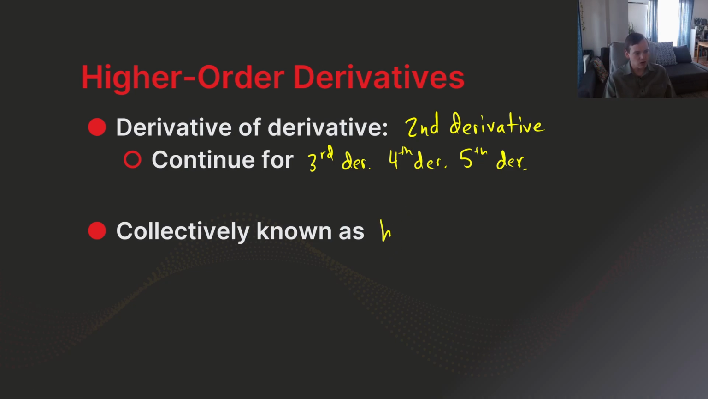Collectively, these are known as higher order derivatives, right? Just like the order of an exponent is the number, the order of the derivative is how many derivatives you've taken. So that's the basics. It's pretty straightforward if we're working with standard functions, because you just keep whatever you get out, you take the derivative.